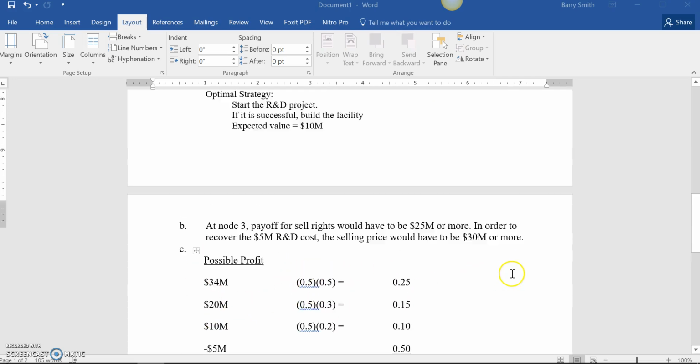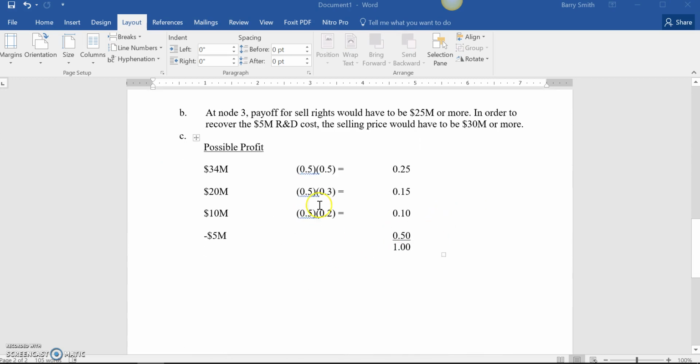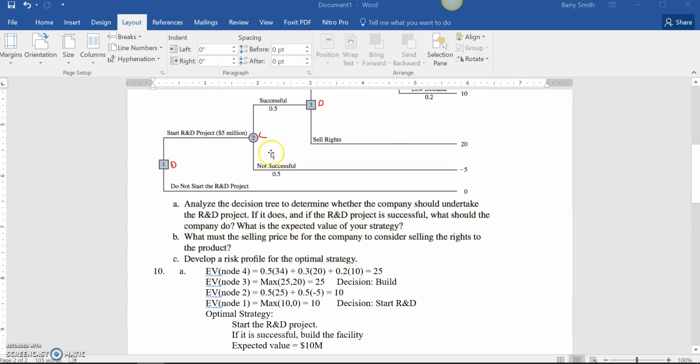Well, we also have that lower one because we also have this possibility of not being successful, and that's just the 0.5, because we're not taking it times anything since there's no other probability. And so all those had better equal 1 if we add them together. So that's going to be 0.25, 0.15, and 0.1, plus 0.5, so that's going to be 1. I had to remember to add in that negative 5 million part, because we have to combine all those probabilities to make sure they equal 1.